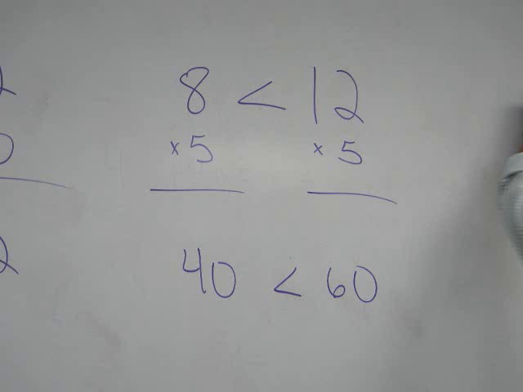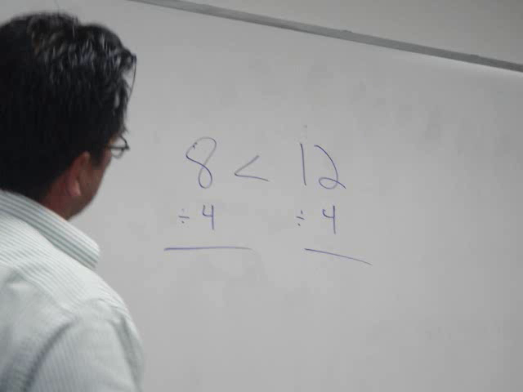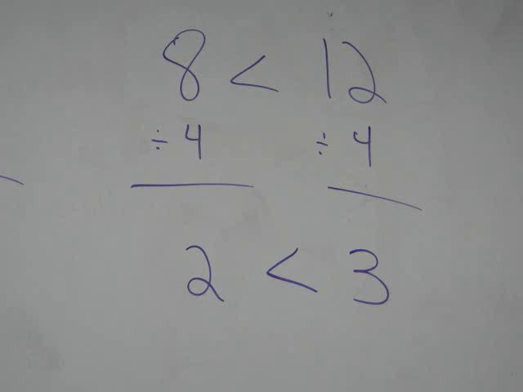Now let's see what happens when you divide an inequality by something. Let's divide here by 4. 8 divided by 4? 2. 12 divided by 4? 3. And you can see that the inequality still holds. 2 is less than 3.